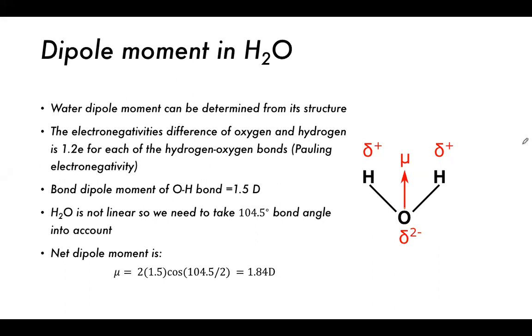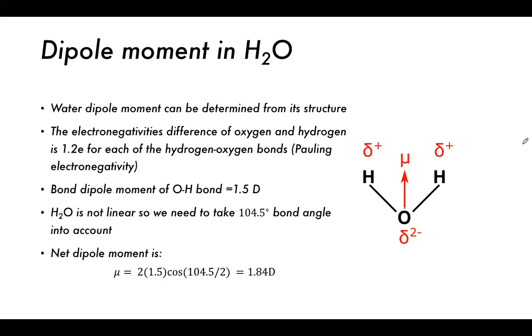Remember that the dipole moment of a molecule is based on the total dipole moment of the different bonds and the direction in which the dipoles of those bonds point. So the electronegativity difference of oxygen and hydrogen is 1.2 for each of the hydrogen-oxygen bonds. This was calculated from Pauling electronegativity. So the bond dipole moment of the OH bond is given to us as 1.5 D. H2O is not linear, so we need to take the 104.5 degree bond angle into account. So the net dipole moment then can be calculated as so.